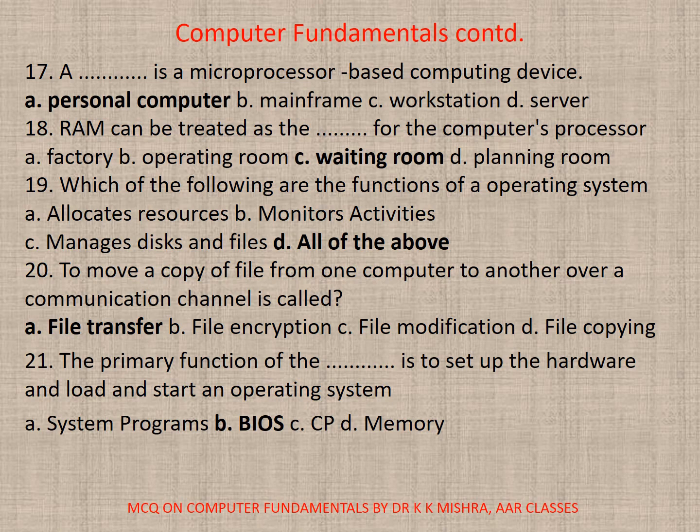18. RAM can be treated as the dash for computer's processor. A. Factory. B. Operating room. C. Waiting room. D. Planning room. Correct option is C. Waiting room.